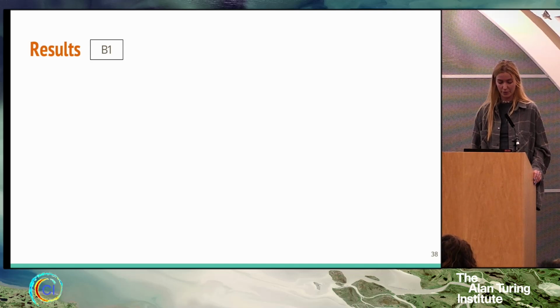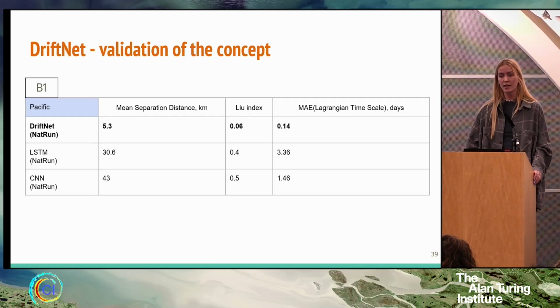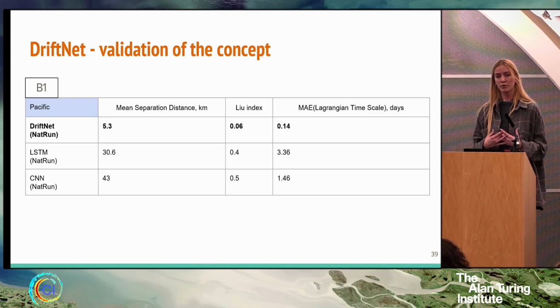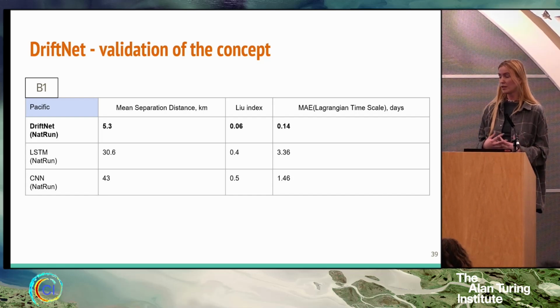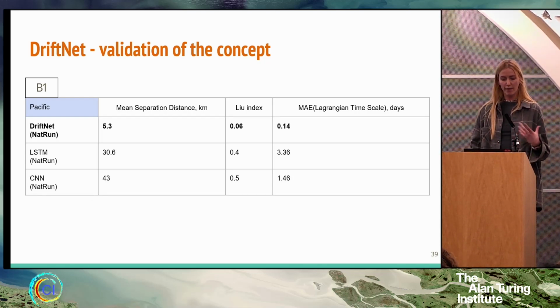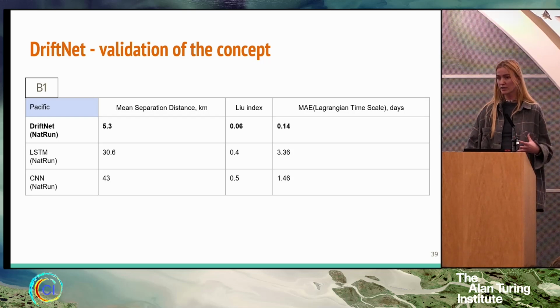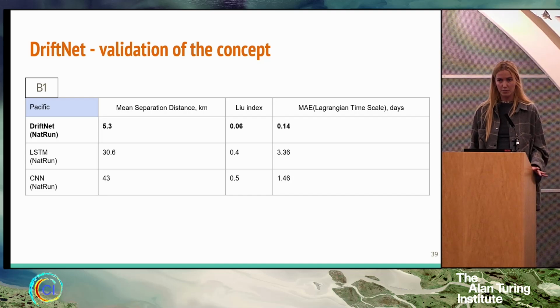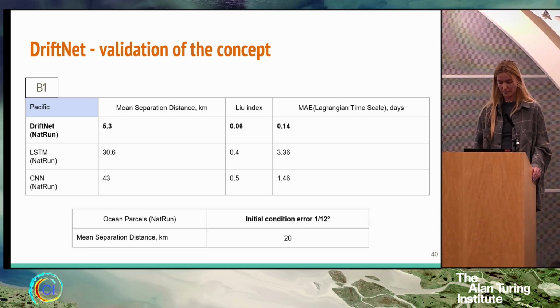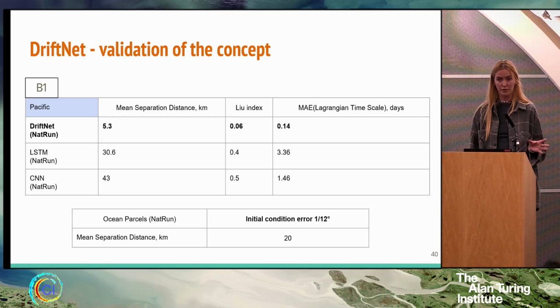So the results for the virtual framework are here. First of all, what I'm trying to see is whether my drift net is able to reproduce trajectories if I give to it the fully observed ocean. So if I was able to fully observe the ocean, the drift net would be almost perfectly able to reproduce trajectories with 5 kilometers mean separation distance at the end of 9 days of trajectory. So it's a very small error. The Léo index of 0.06 and the mean absolute error between the decorrelation time, which is called here Lagrangian time scale, is of 0.14. And my method is outperforming the other state-of-the-art models. Just to give you an intuition about the error of the baseline ocean parcels method. So we significantly outperform the baseline too.